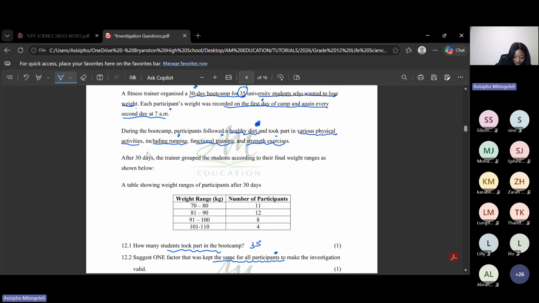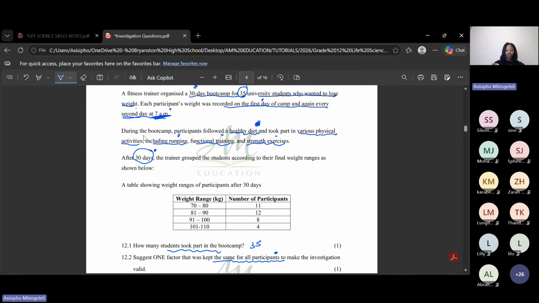What about the duration of the camp? Wasn't it the same? It was the same, because there were no 5 students who only participated for 20 days and 5 students who participated for 15 days. All of them, this is what was kept the same. The duration of the camp was the same, 30 days. What about recording the results? Didn't they give us the time for recording the results? They did. They said here, the weight was recorded on the first day of camp and again every second day at 7 a.m. So the time for recording the weight or the mass was the same.